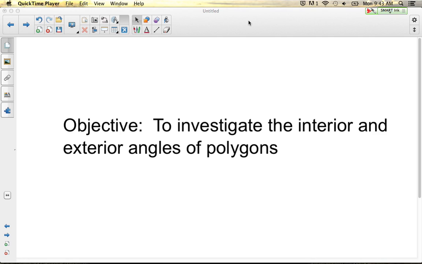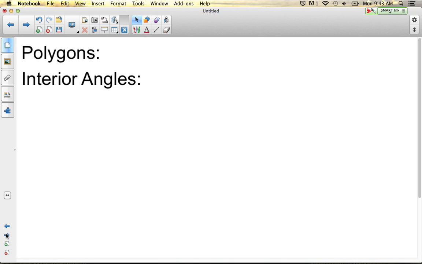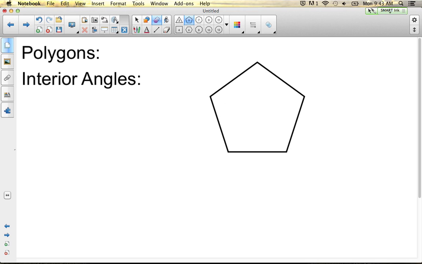Today's objective is to investigate the interior and exterior angles of polygons. So polygons, let's talk about interior angles again. If we have a polygon that has 5 sides, our interior angles are going to be the angles that are inside the polygon. So if this is a polygon that has 5 sides, that'd be a pentagon.